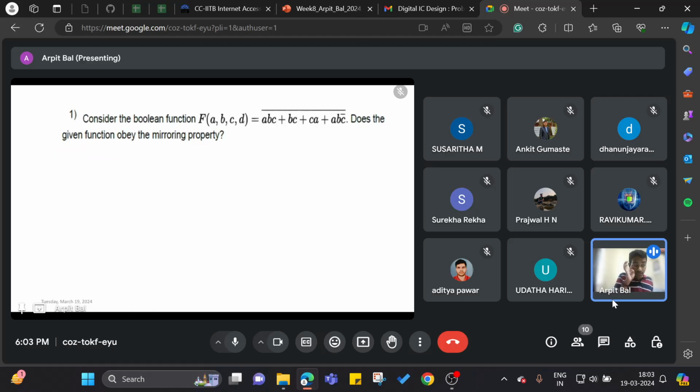So the first question is, consider the Boolean function f(A,B,C,D) equals ABC plus BC plus CA plus (ABC bar, C bar) whole bar. Does the given function obey the mirroring property? What I mean by mirroring property is, let's say I have a pull down network, and I have the pull up network for the CMOS.